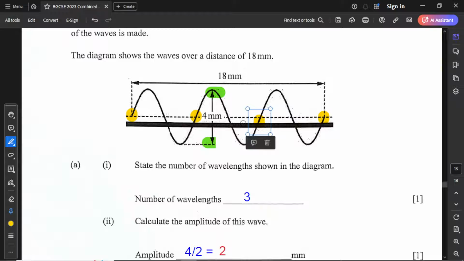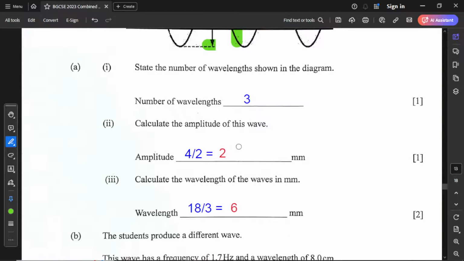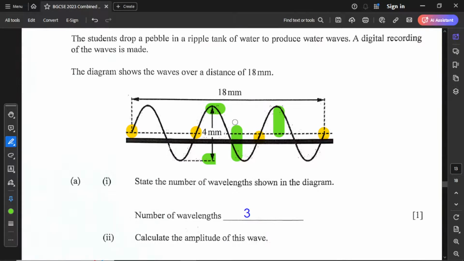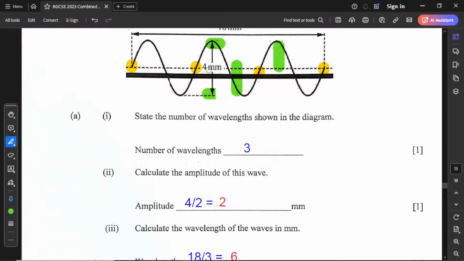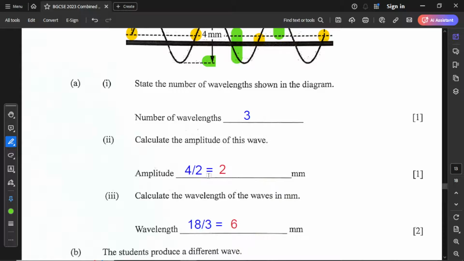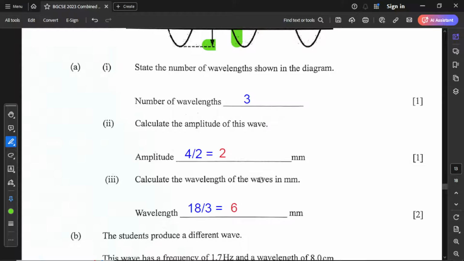So from that line to here, that's the amplitude, or from here to here, that's the amplitude. Half of 4 is 2. So divide 4 by 2, you get the amplitude, because the entire thing is 4, but only half of it is the amplitude. Next, calculate the wavelength of the wave in millimeters.